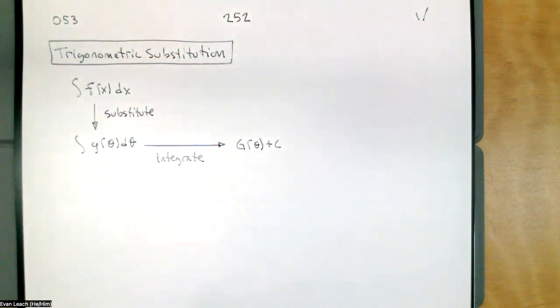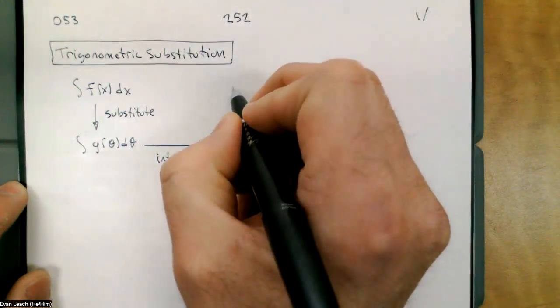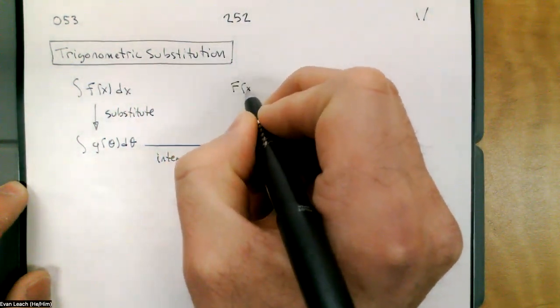And then we have an antiderivative in theta that we don't want. So we undo the substitution that we led with to get back to our function in x, or our antiderivative in x.